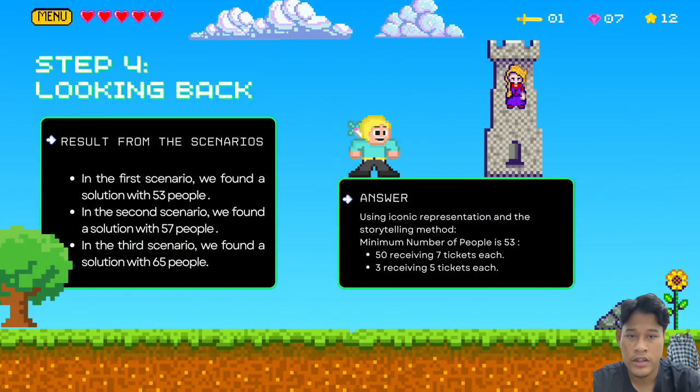So we finally reach the last step in this Polya method, which is looking back or reviewing the solution. From the results of the scenarios, we found a solution with 53 people in the first scenario, in the second scenario we found a solution with 57 people, and in the third scenario we found a solution with 65 people.